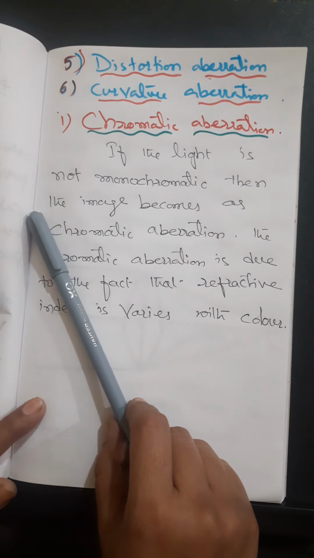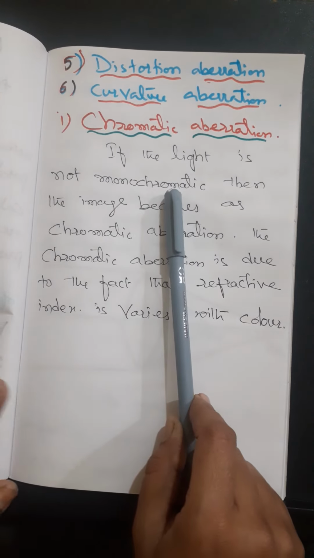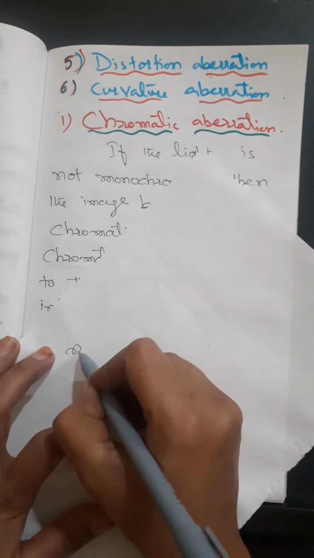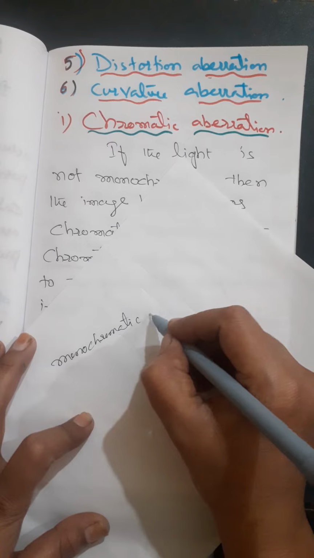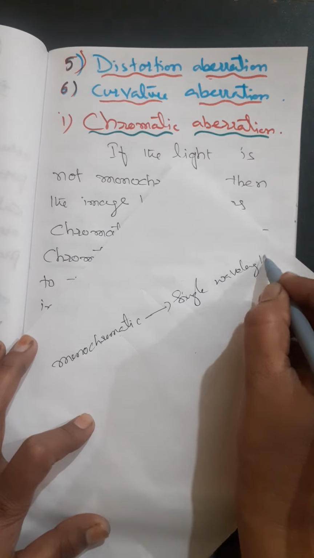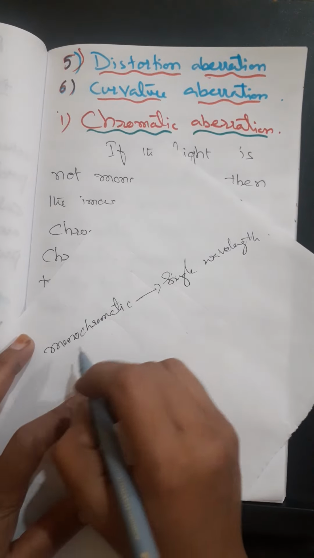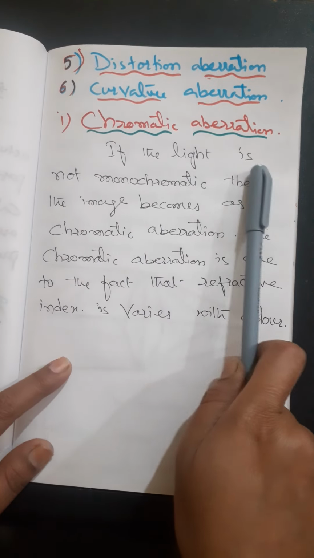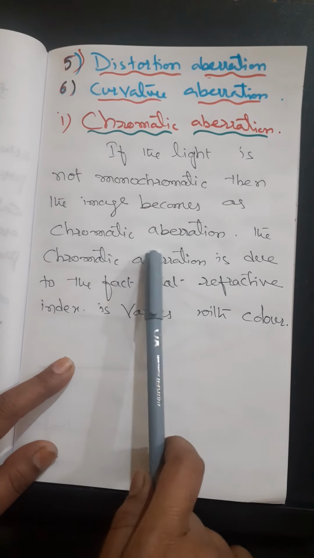Today we are going to talk about what chromatic aberration is and how many types of chromatic aberration there are. Chromatic aberration means the light is not monochromatic. What is monochromatic? Single wavelength. If the light consists of only one wavelength, what will be the image of the object? If the light is not monochromatic, then the image shows chromatic aberration.